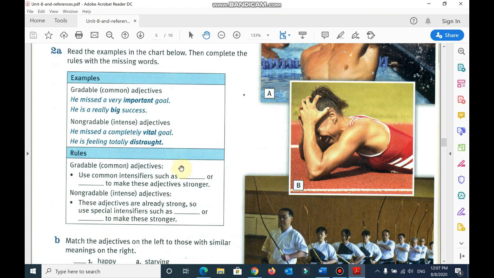So, the rules for gradable or common adjectives: use common intensifiers such as really, pretty, very to make these adjectives stronger. But for non-gradable adjectives, these adjectives are already strong. So you use special intensifiers such as totally, absolutely to make these stronger.